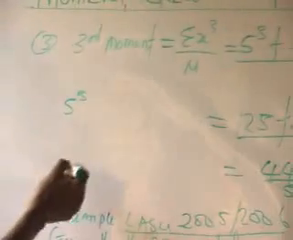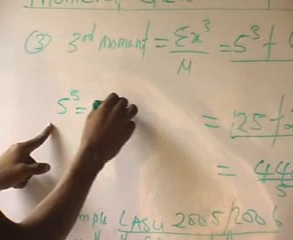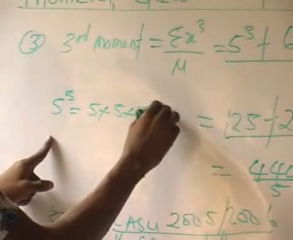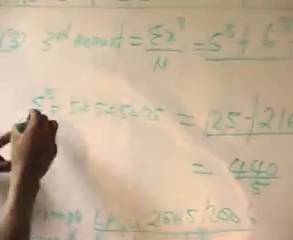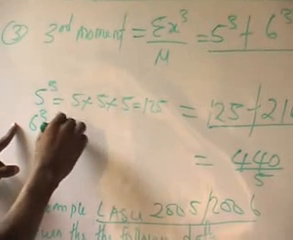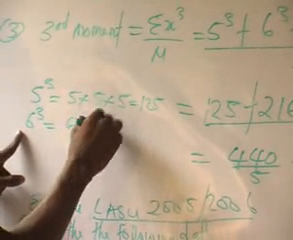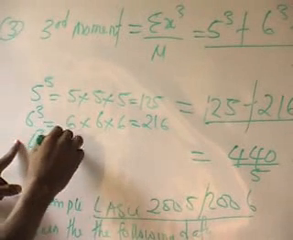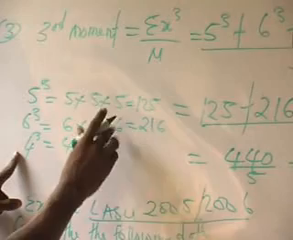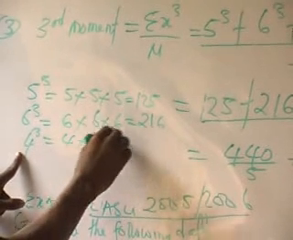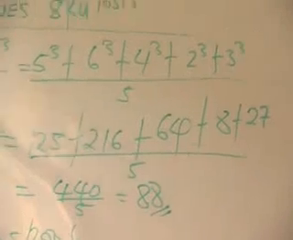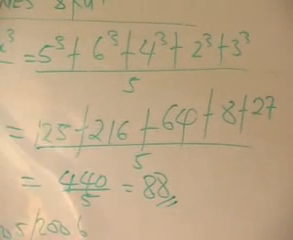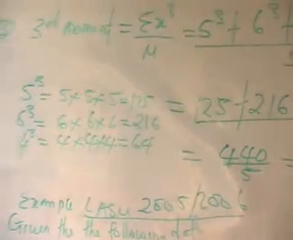Some people may be surprised, how do we get 125? We have 5 raised to the power 3. 5 raised to the power 3 means 5 times 5 times 5, which is equal to 125. Then 6 raised to the power 3 means 6 times 6 times 6, which is 216. Then 4 raised to the power 3 equals 4 times 4 times 4, which is 64, and so on. That's how we get the others. So if the power is 3, multiply it by itself 3 times. If the power is 4, multiply by itself 4 times and get that.